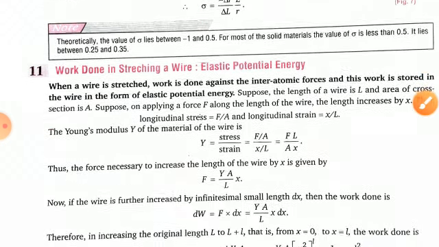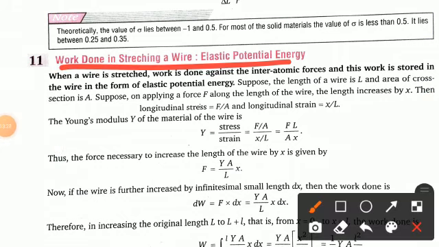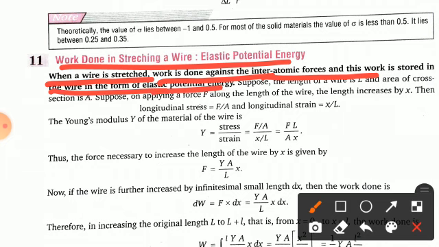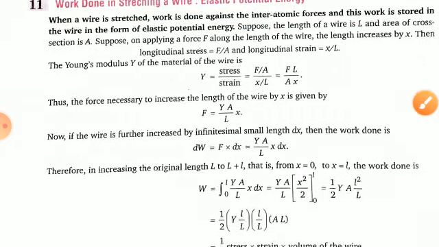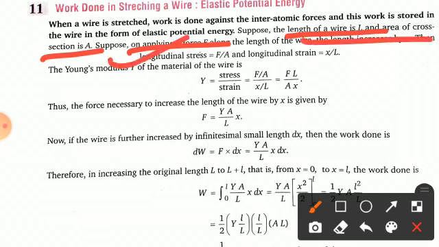I hope you understood. Now come to the work done in stretching the wire. How much work has to be done in stretching the wire, or elastic potential energy. So when a wire is stretched, work is done against the interatomic forces and this work is stored in the wire in the form of elastic potential energy. So let us suppose the length of the wire is L, and area of cross section is A. Suppose on applying the force F along the length of the wire, the length increases by x, then the longitudinal stress is equal to force by area and longitudinal strain is x by L.